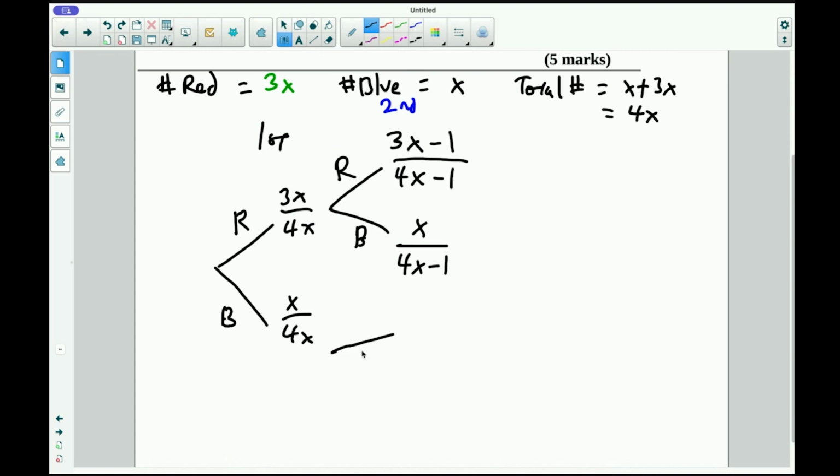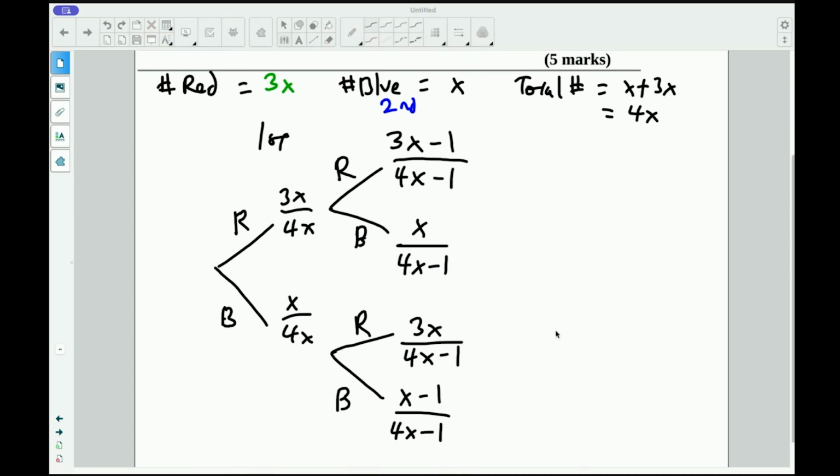And we can do the same thing down here at the bottom, where now we're going to pick either red or blue after getting blue. If our first counter was blue, then we still have 3x counters out of 4x minus 1, because we've taken one away from 4x. And down here at the bottom, because we've taken out a blue, we no longer have x counters. It's now x minus 1 divided by 4x minus 1.